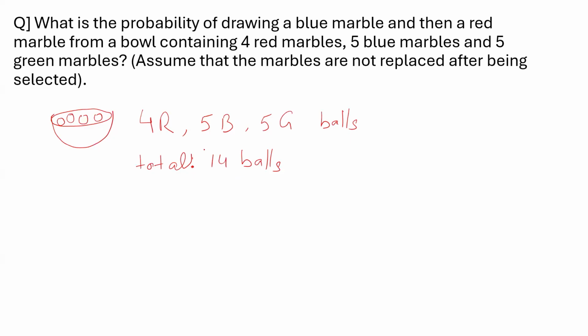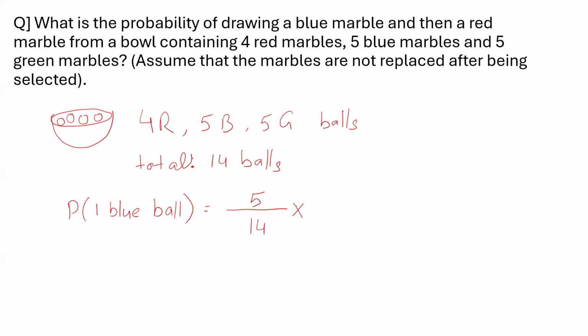And now what are they saying? Probability of drawing a blue ball. This you have to calculate. How will you calculate? Again, total balls. You have 14 balls. First you are taking a blue marble and then a red marble. So picking a blue marble from this bowl, what is the probability? How many blue marbles are there? You have 5. So 5 favorable outcomes, total outcomes are 14.